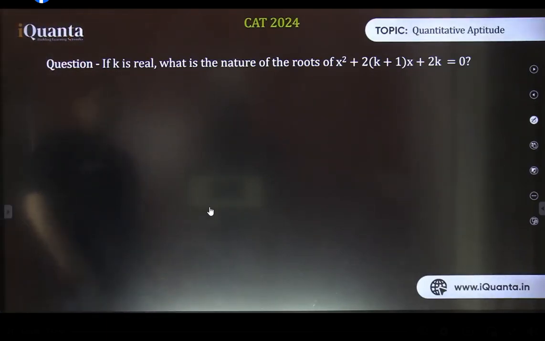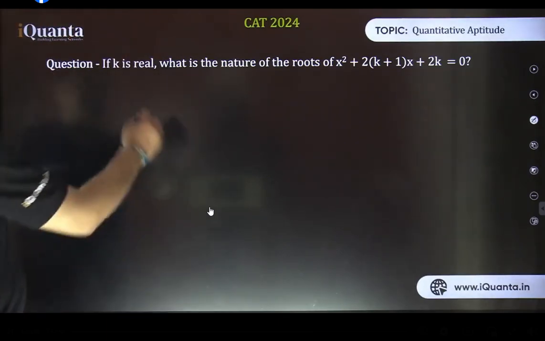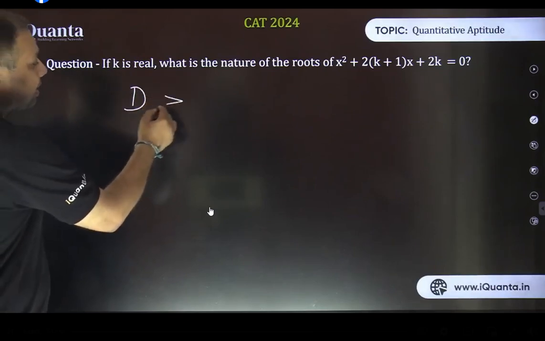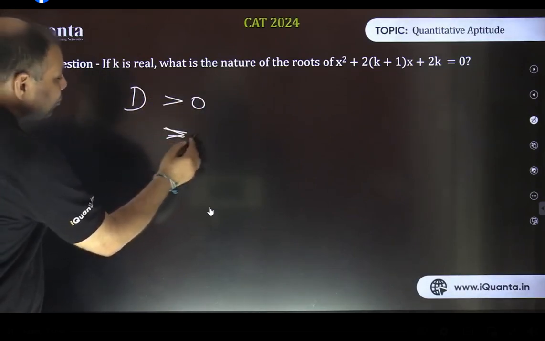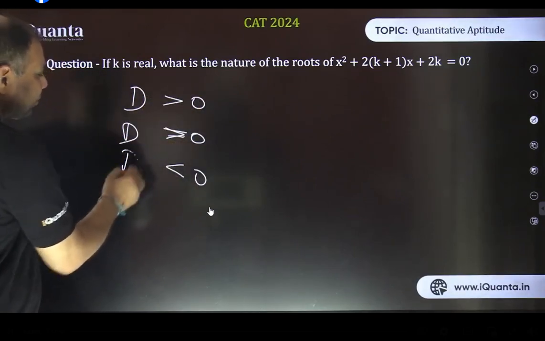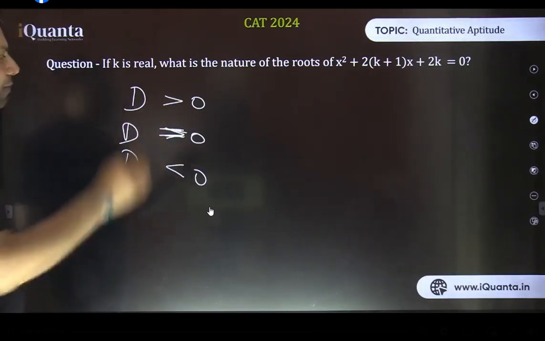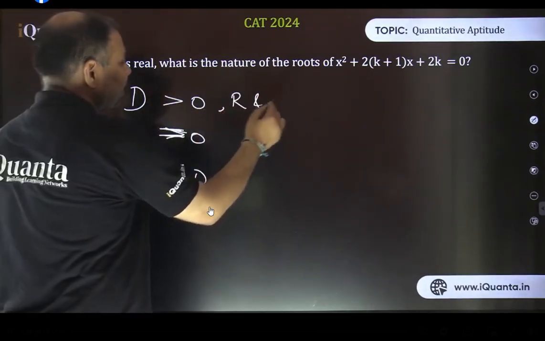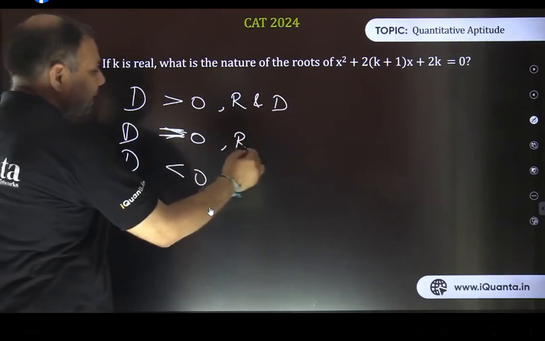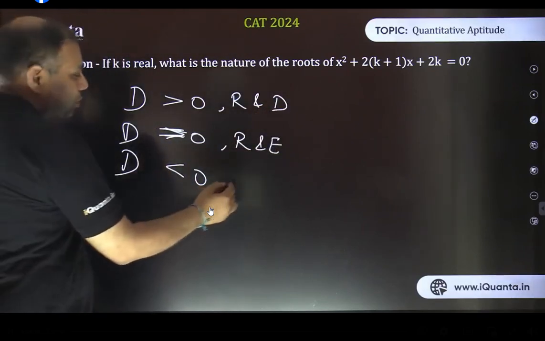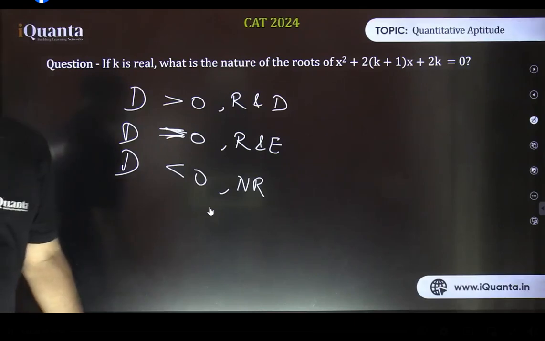Let's see. We have to find the nature of roots, and nature of roots depends on the discriminant. We need to see whether the discriminant is greater than 0, equal to 0, or less than 0. If it is greater than 0, then roots are real and distinct. If it is equal to 0, roots are real and equal. If it is less than 0, roots are non-real. That's it. ठीक है ना, ये तो सारा पार्ट था.